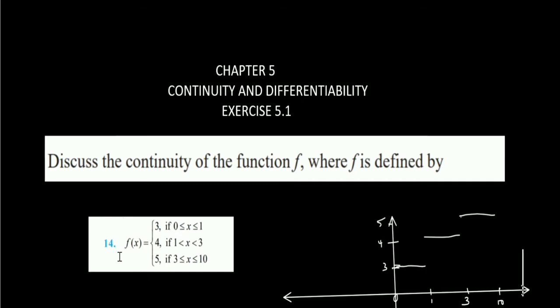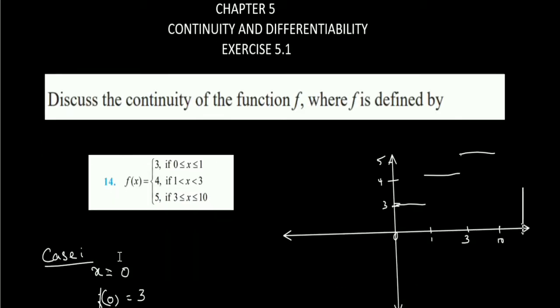The 14th question is: discuss the continuity of the function f, where f of x is equal to 3 from 0 to 1, 4 from 1 to 3, and 5 from 3 to 10. The function is given on the closed interval 0 to 10, so the closed interval includes 0 and 10.